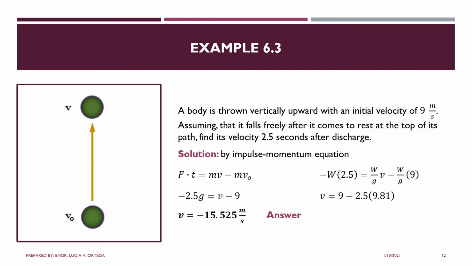So why is the velocity negative? Is there negative velocity? Definitely there's no negative velocity. It only means that the ball is already on its way going back to the earth. So going down.